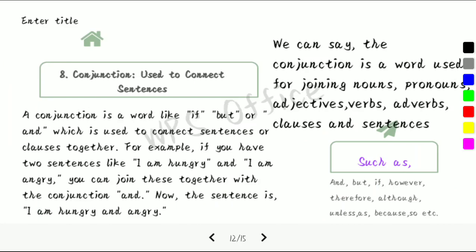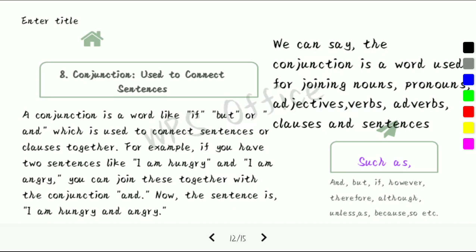And the eighth part is conjunction. Conjunctions are used to connect sentences. A conjunction is a word like if, but, or and, which is used to connect sentences or clauses together. For example, if you have two sentences like I am hungry and I am angry, you can join these two together with the conjunction and. Now the sentence is I am hungry and angry.